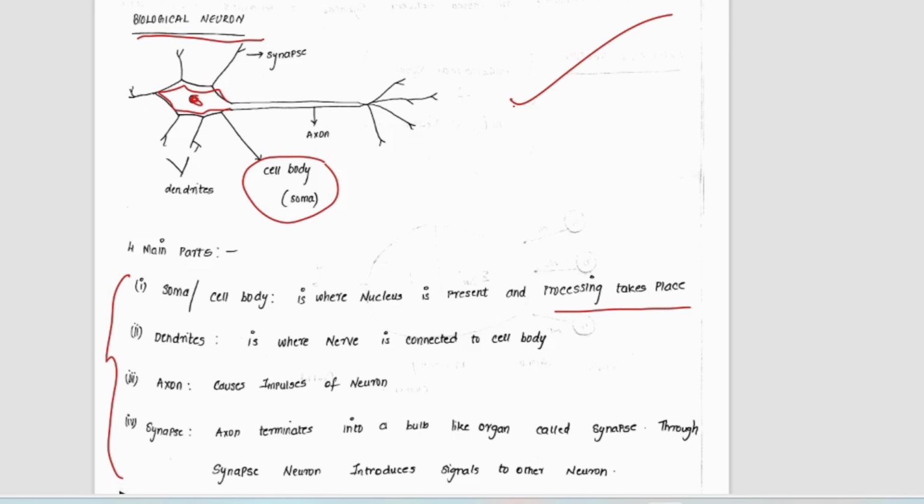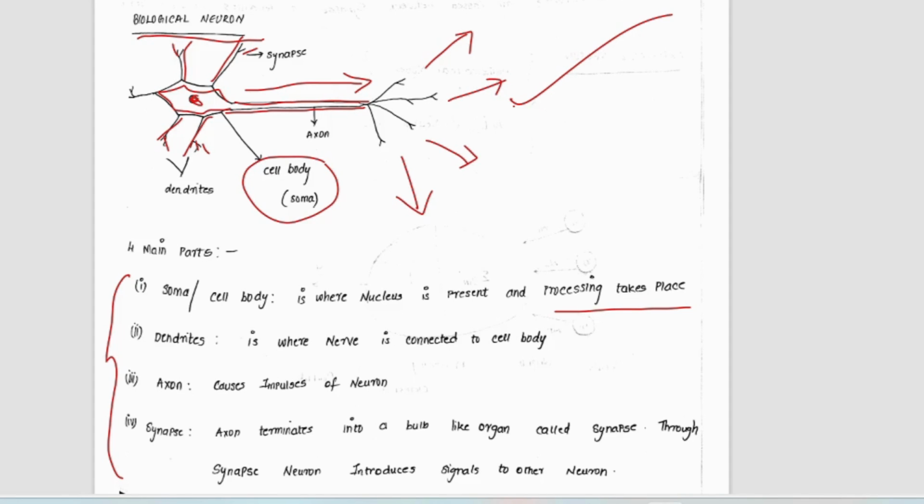Then we have got the dendrites. Dendrites provide connection to other neurons. These nerve endings are called the dendrites. Then we have got the axon. The axon carries the impulse of the neuron. Once the processing takes place inside the cell body, the electrical impulse will travel all the way through the axon, and then it goes over to the other neurons.